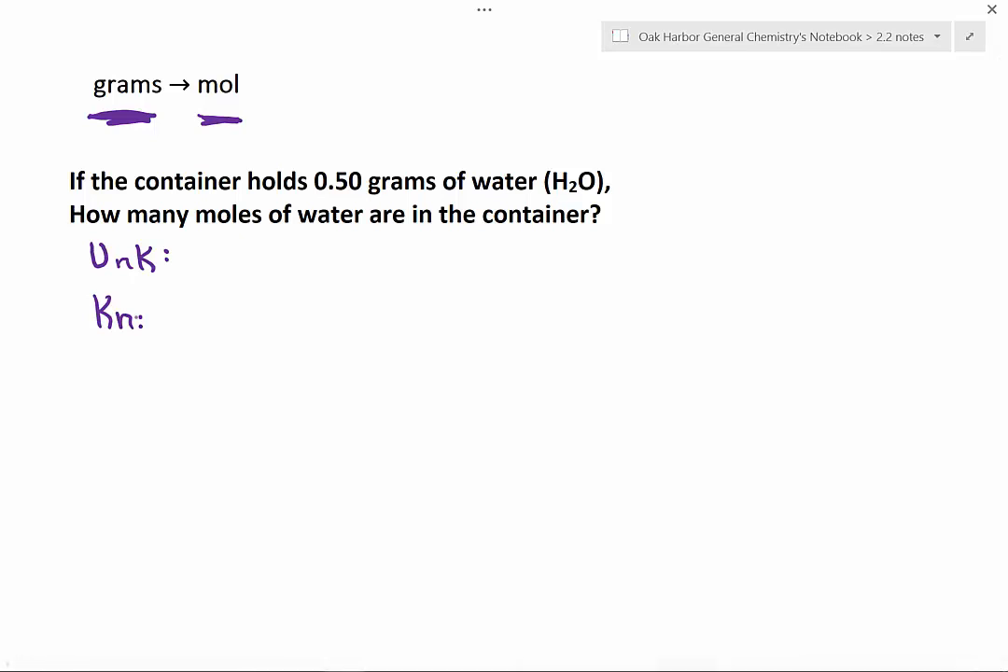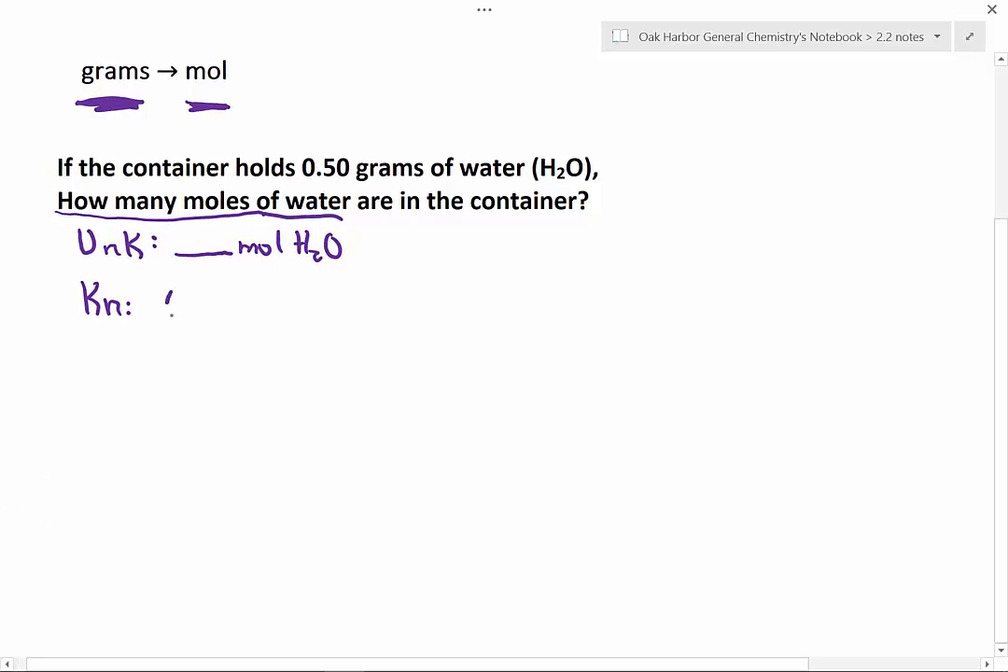If the container holds 0.5 grams of water, how many moles of water are in the container? So the question is asking how many moles of water. So that's the unit, that's the information we want to come up with at the end of this problem. And at the beginning, we know we have 0.50 grams of water. So let's work this problem.